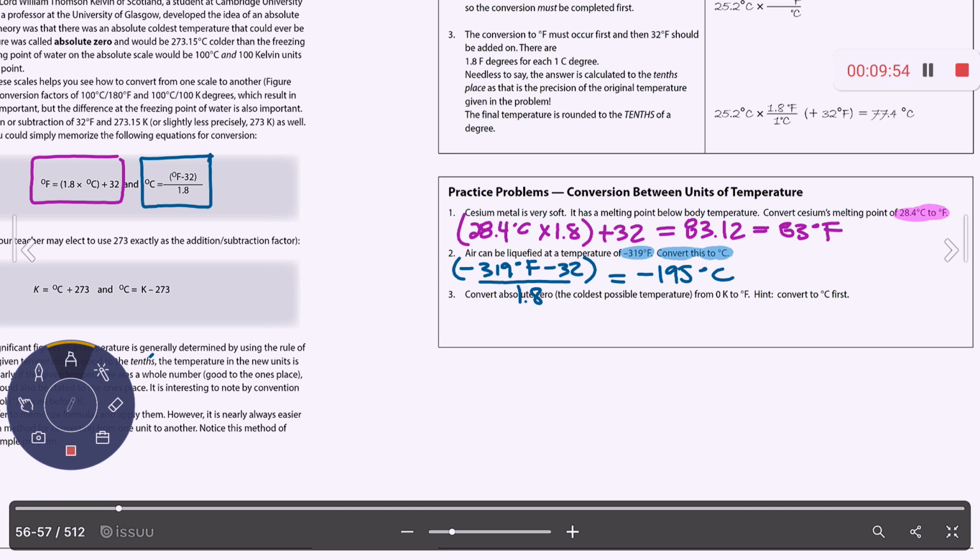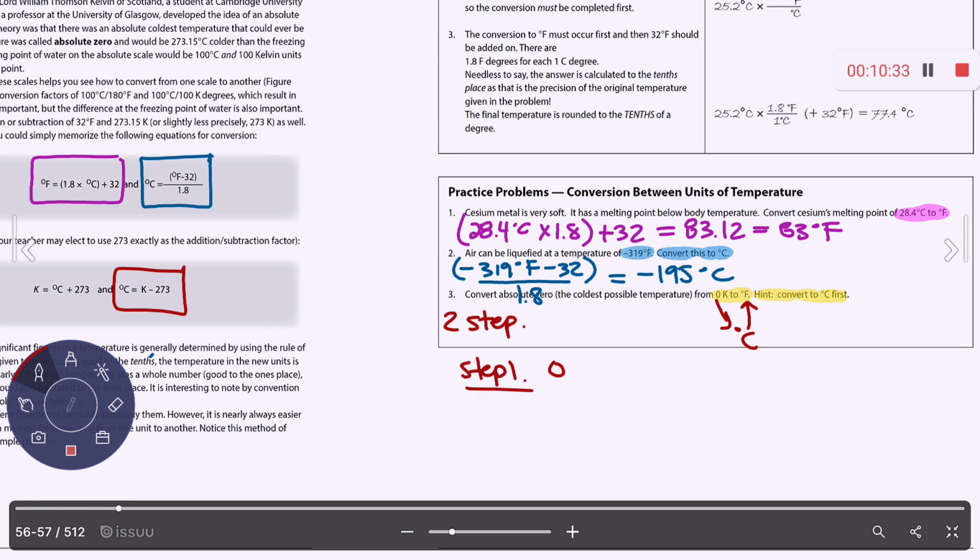And then number 3, they want us to convert absolute zero, which is 0 Kelvin, into degrees Fahrenheit. And they gave us a hint. They said convert to degrees Celsius first. That's because there is no direct conversion from Kelvin to degrees Fahrenheit. You have to convert Kelvin to degrees Celsius and then degrees Celsius to degrees Fahrenheit. You can see that from the equations that they gave us. So I'm going to convert Kelvin into degrees Celsius first. So this is a 2-step problem.